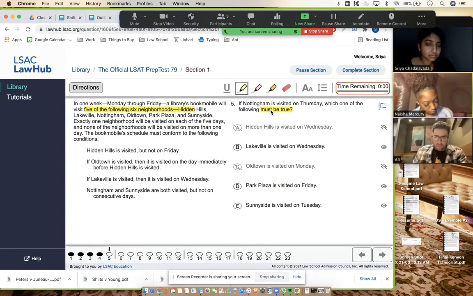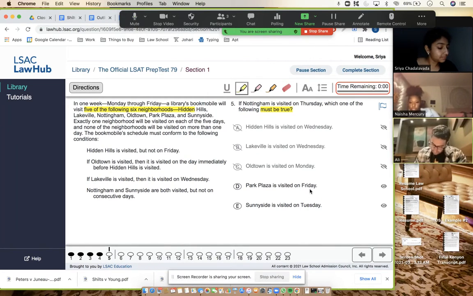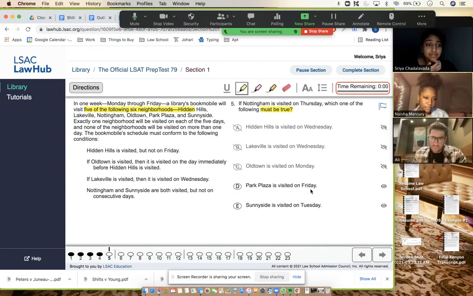So we have D and E left. Yeah, we have D and E left because this worked, right? So this doesn't have to be true that L goes on Wednesday. And then does P have to go on Friday based off of the combination we just did? Yes. Yeah, right? It seems like it, maybe.